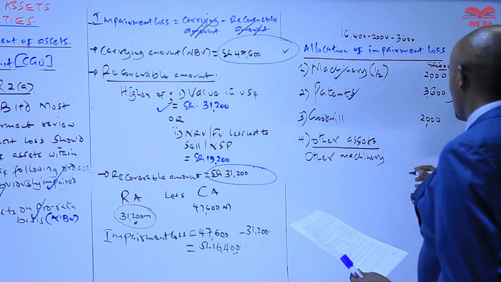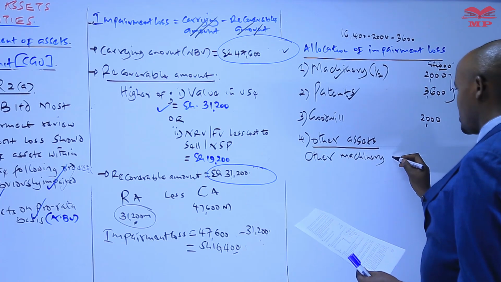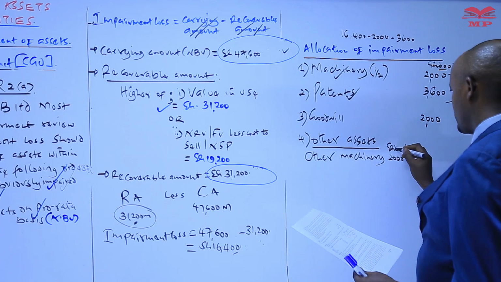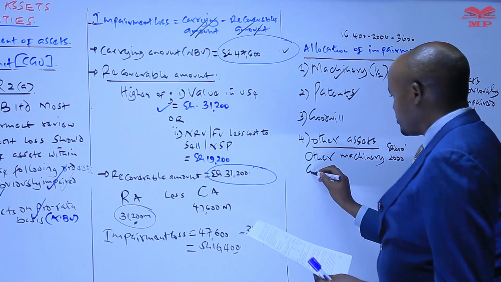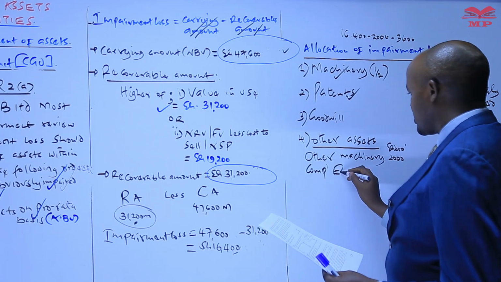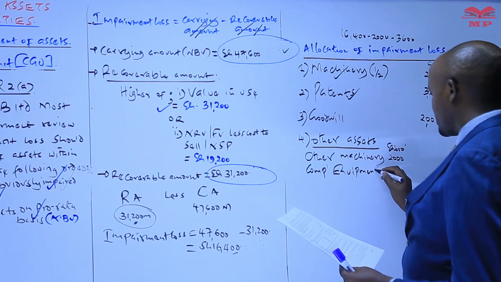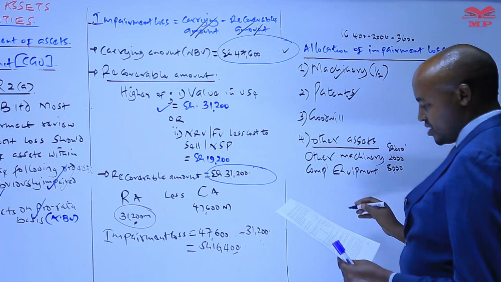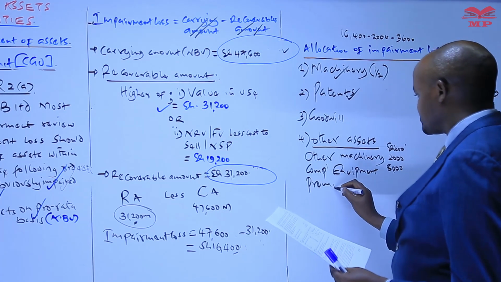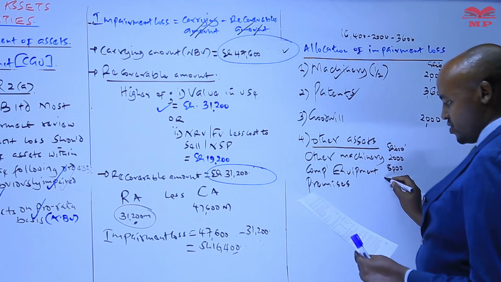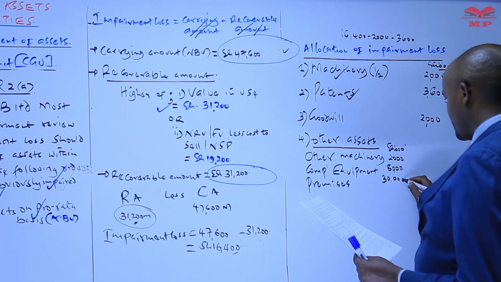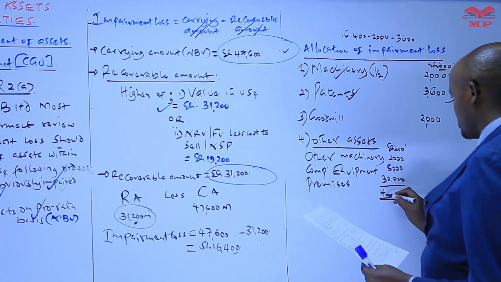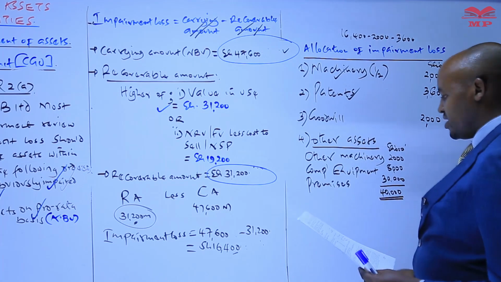So the other machines will have a net book value of what? A net book value of 2 million, or a carrying amount of 2 million. Below that we have computer equipment. We have not allocated any impairment loss to those computer equipment. The net book value or carrying amount is what? It is 8. And then we have premises whose value is 30. So that means the total carrying amount of these three assets is what? It is 40.